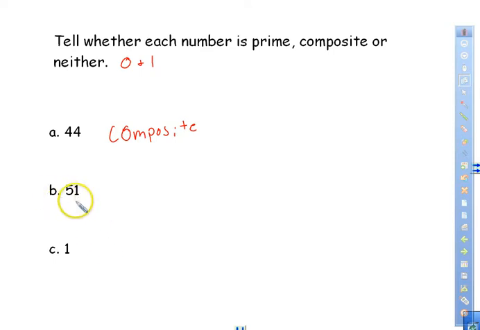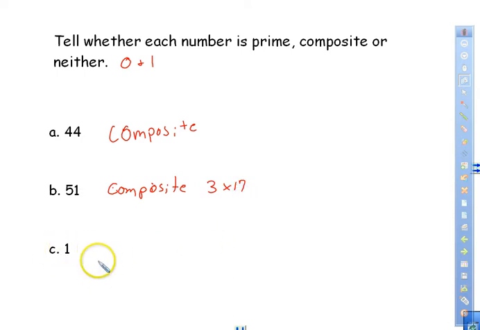51. Is it an even number? We say no, that it is not. It's an odd number because of the 1. This is a tough one. If we use our divisibility rules, if we add the digits together, 5 plus 1 is 6. Does 3 go into 6 equally? Yes, it does, twice. Therefore, the answer to this is composite because our 3 divides into it, which would actually be 3 times 17. Okay, that's a tough one.